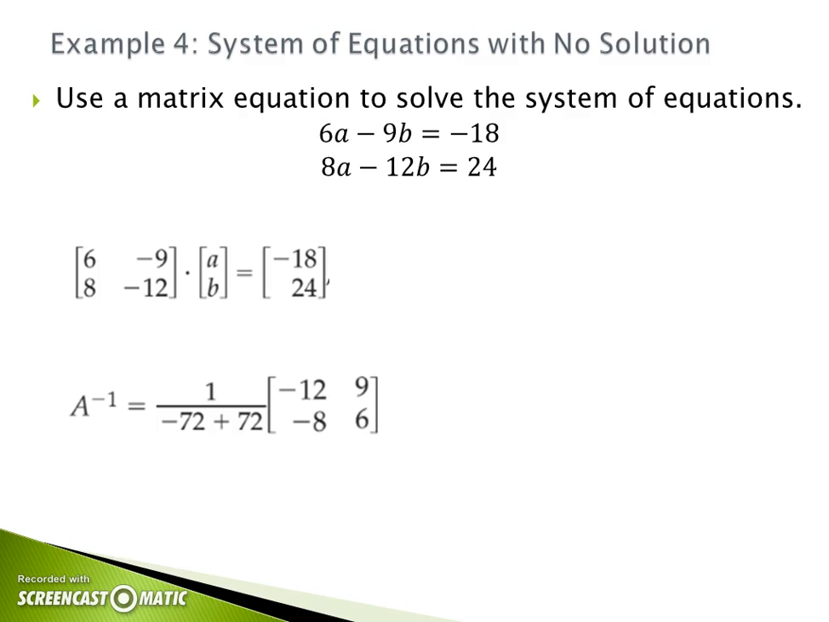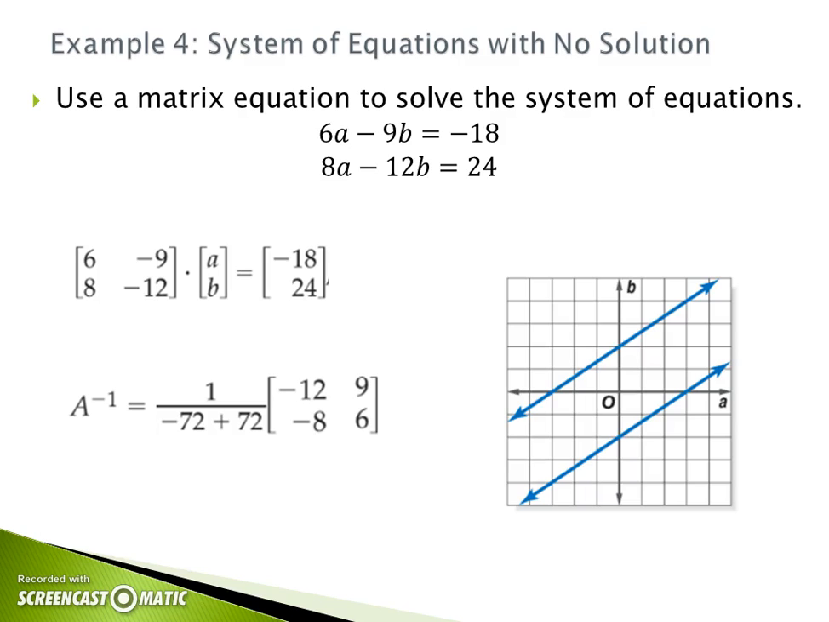So the answer here, there is no unique solution of the systems. If we were to graph the systems of equations, since the lines are parallel, the system has no solution. Therefore, the system is inconsistent.